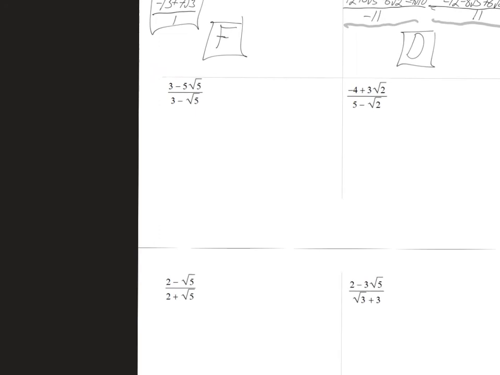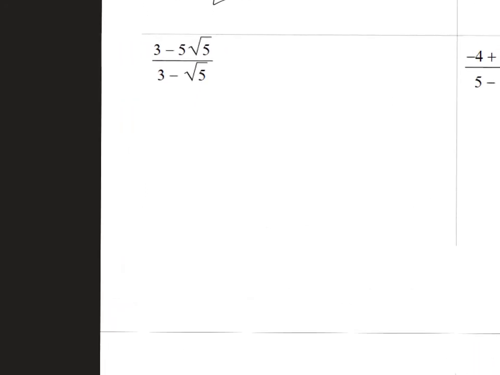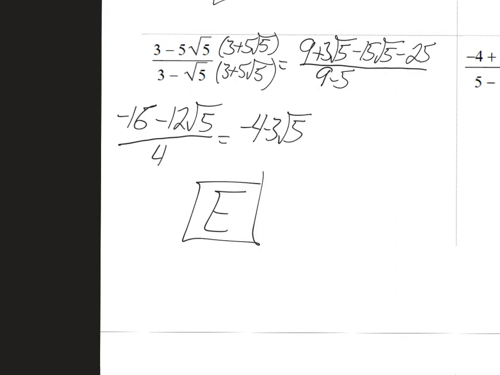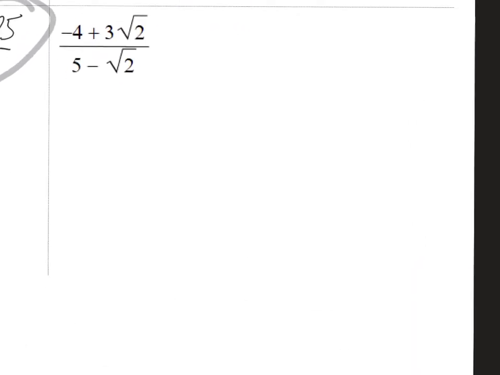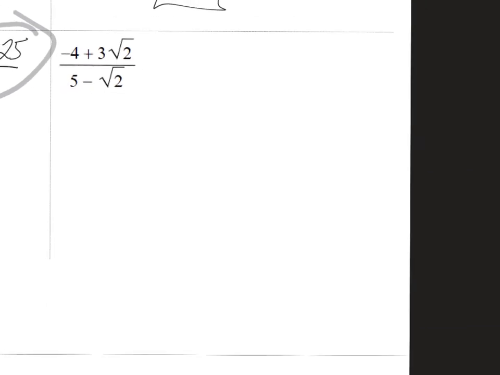Okay, go ahead and try the next one. Okay, so we should have gotten the letter E. When you multiply this all out, you're going to end up with everything that is over here. Then when I simplified that down, it got me to this. Now 16, 12, and 4 all share 4, so I just divided everything by 4, which gave me -4 minus 3 radical 5.